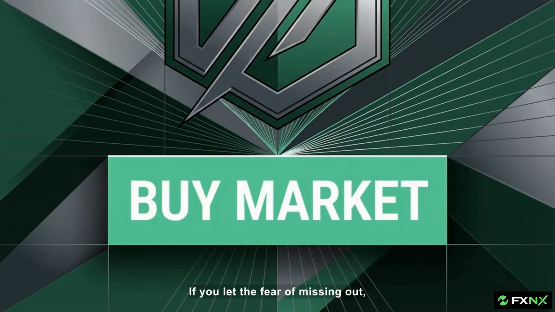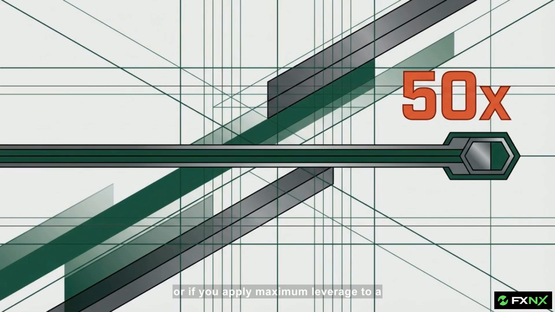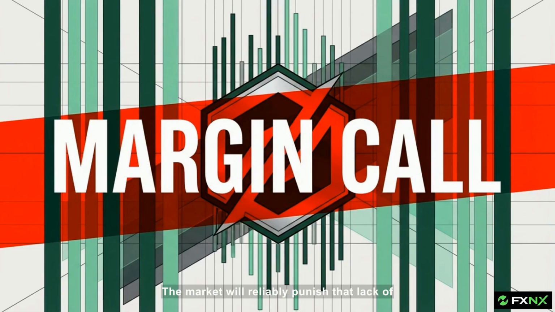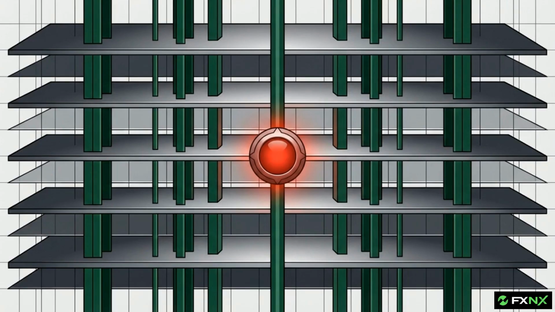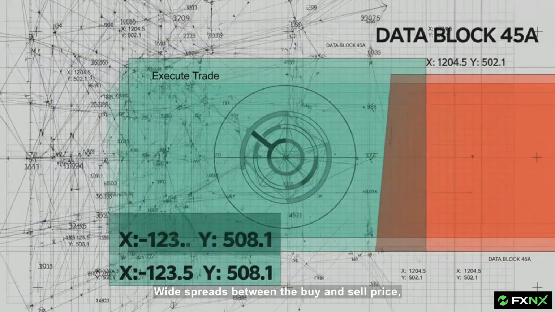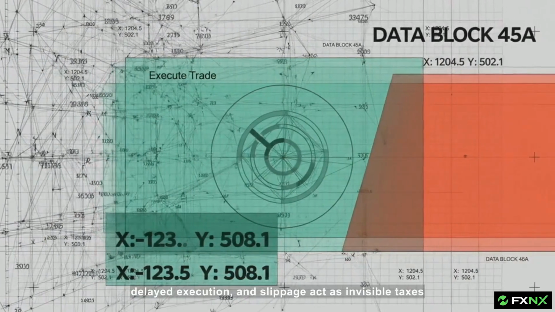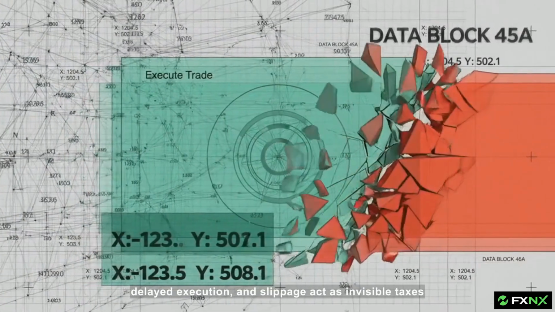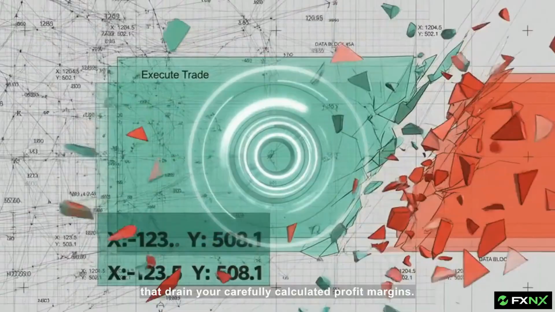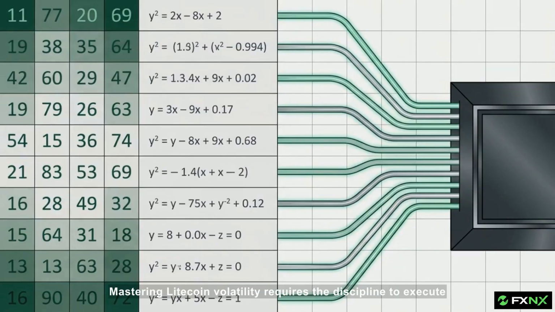If you let the fear of missing out push you to chase a massive green candle, or if you apply maximum leverage to a volatile asset, you override this math entirely. The market will reliably punish that lack of discipline. Even with perfect math, the system breaks down if your broker's infrastructure is slow. Wide spreads between the buy and sell price, delayed execution, and slippage act as invisible taxes that drain your carefully calculated profit margins. Mastering Litecoin volatility requires the discipline to execute the math, paired with an environment built for speed.